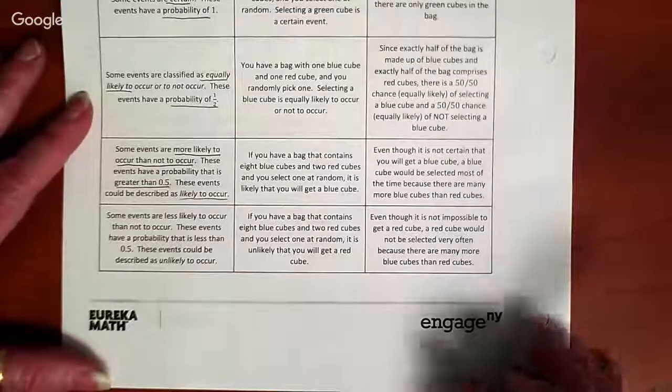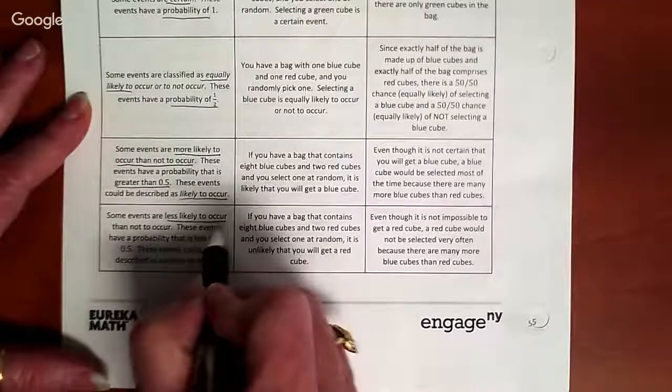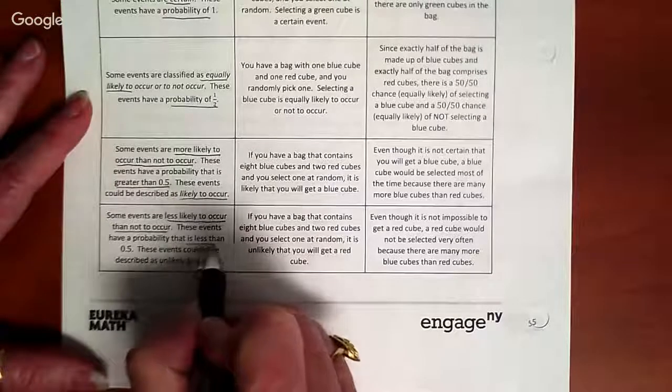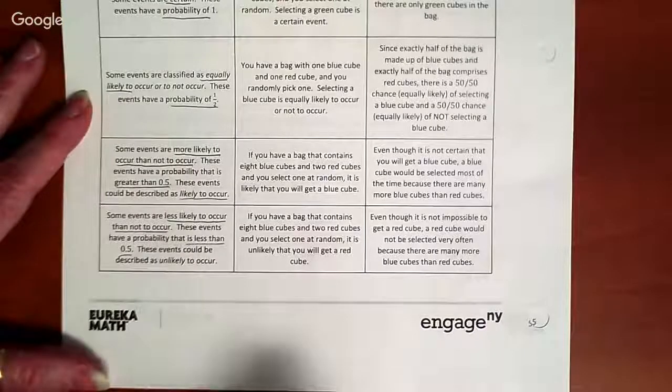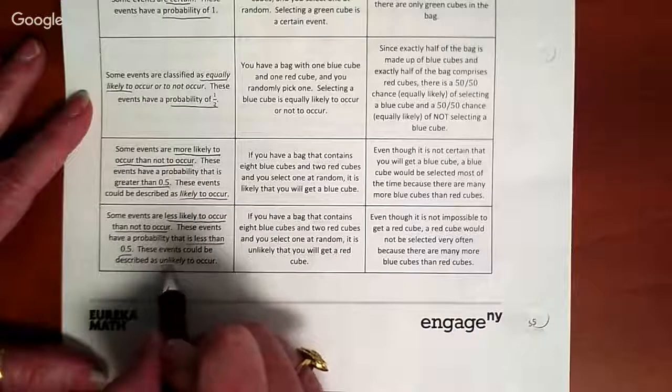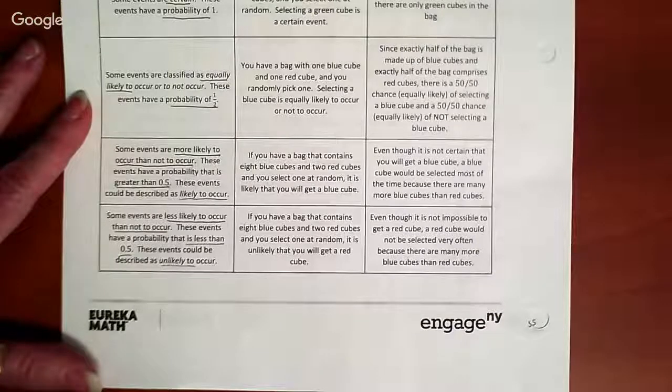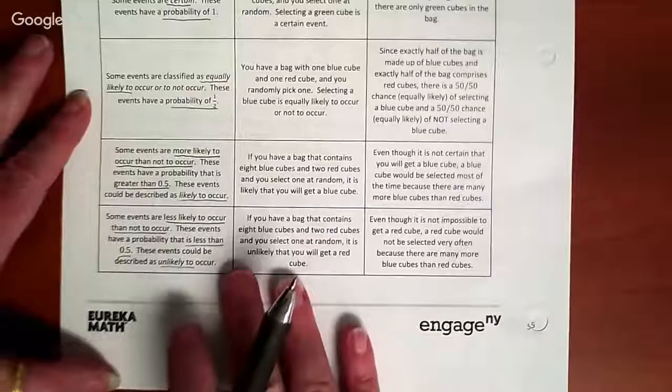And last, some events are less likely to occur than not to occur. These events have a probability that is less than 0.5. These events could be described as unlikely to occur. If you have a bag that contains 8 blue cubes and 2 red cubes, and you select one at random, it is unlikely that you will get a red cube. Even though it is not impossible to get a red cube, it would not be selected very often because there are many more blue cubes than red cubes. Okay?